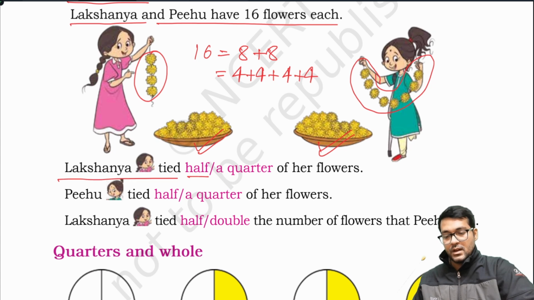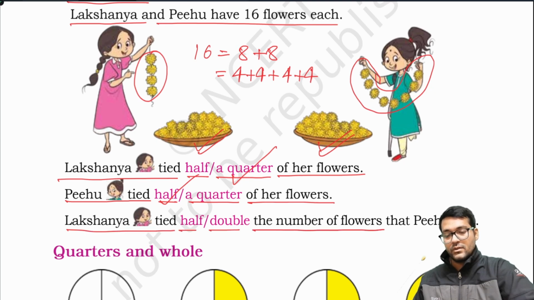Lakshanya tied half a quarter of the flowers. Lakshanya has tied 4 flowers, so a quarter. Pihu tied half a quarter of her flowers. Pihu has tied 8 flowers, so half of her flowers. Lakshanya tied half double the number of flowers that Pihu tied. Lakshanya has tied half of the flowers that Pihu has tied.